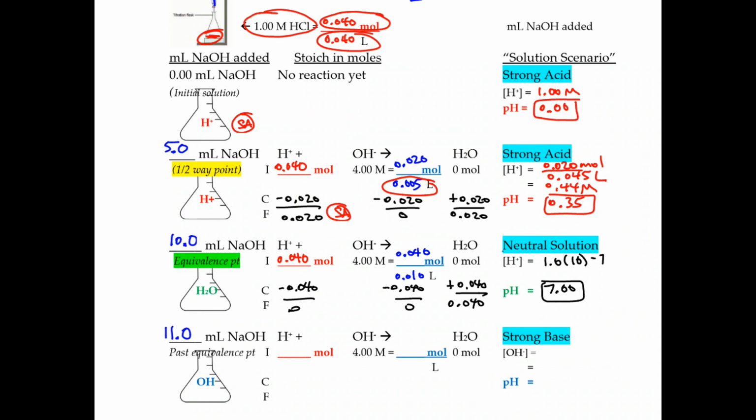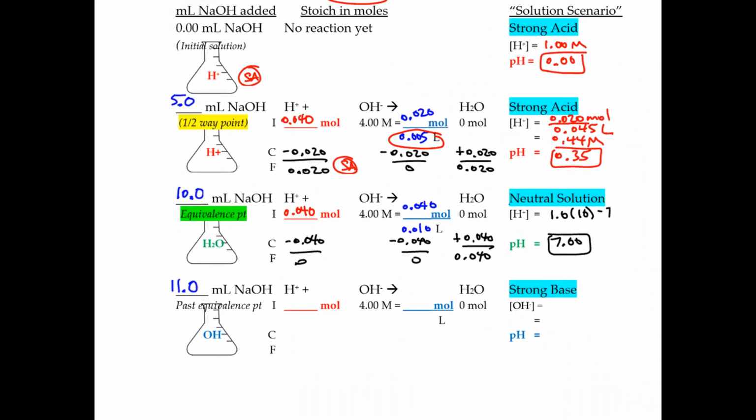Now let's go 1 milliliter past the equivalence point. So instead of adding 10 milliliters, I've added 11 milliliters. So, sorry about that, 0.011. So that's going to give me 0.044 moles. Again, I had already started at 0.040 moles. So the one that runs out is now the H plus, which makes sense because I went too far in my titration, or past the equivalence point, I should say. And so this is a 0. This is 0.004 moles, and that's 0.040 moles.